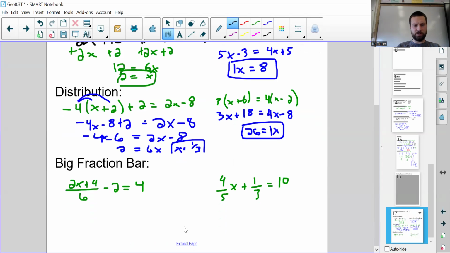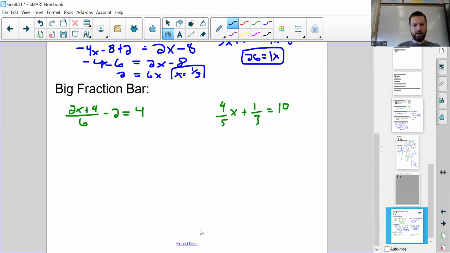And then the last one I noticed on this page, big fraction bar. That's really the one on the left. I did the one on the right just to mix it up a little bit, maybe show you a different method. But it looks like there's a couple like this on this worksheet where you got a big fraction bar here, but then there's some other stuff going on, right? So right off the bat, we can see, hey, eventually we're going to want to multiply by this 6. But this negative 2 is not under the fraction, is not over the 6. So really, we want to move that 2 over first. Just to clear it out, it's not being divided.